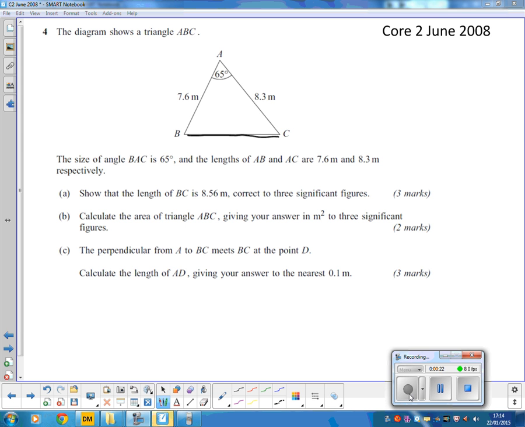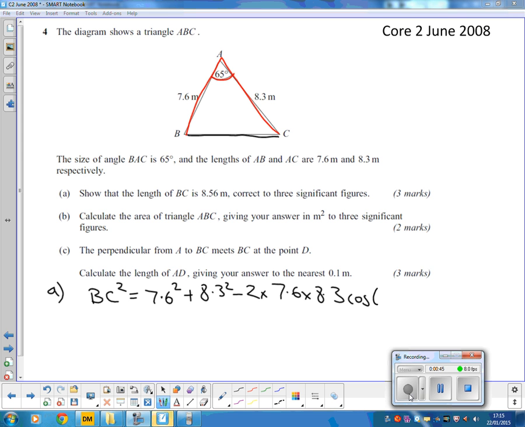So we have a look at our triangle. Well, what have we got? We've got two sides and the angle in between, so a bit like a C, so that's the cosine rule. So for part A, we know that BC squared equals 7.6 squared plus 8.3 squared minus 2 times 7.6 times 8.3 cos 65 degrees. And it's worth noting that is in the formula book if you forget it on page 4. Now it's a show that question, so it's worth showing a few steps of working.